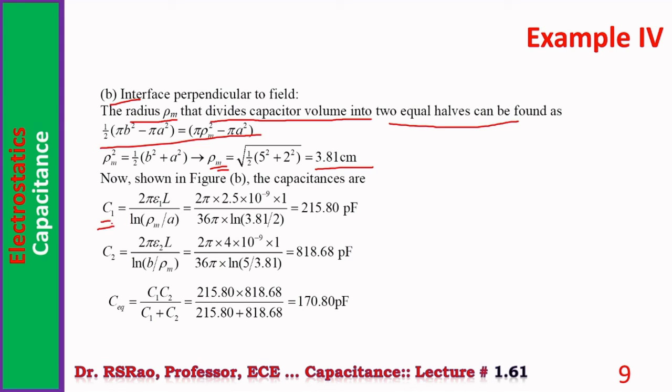Now C1 can be found 2 pi epsilon 1 L by natural logarithm rho m by A. Substitution gives 215.80 picofarad. Similarly, C2 can be assessed. It turns out to be 818.68 picofarads. C equivalent is then C1 C2 by C1 plus C2. It turns out to be 170.80 picofarad.